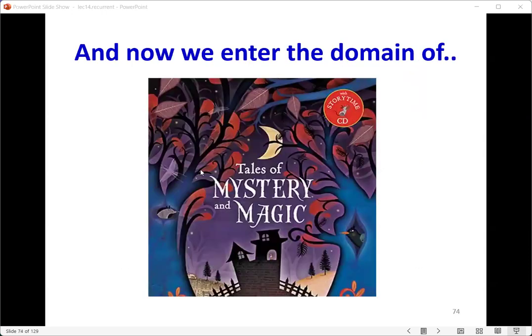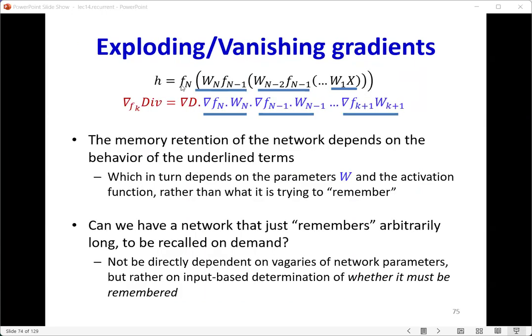For that, let's get into mystery and magic, LSTMs. Let me go back here. We have this issue. The memory is affected by these W's. The memory is affected by these F's. The ability to learn is also affected by the W's and by the F's. If I don't want the memory to be affected by W's and F's, what's the simplest thing to do?